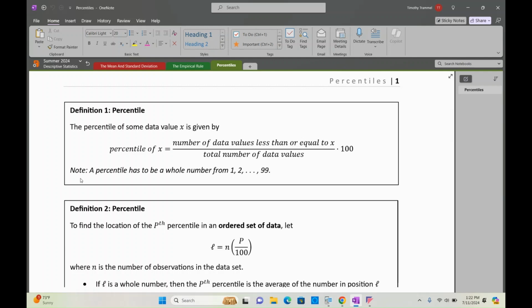So what the first one says is the percentile of X. You're going to find that by looking at the number of data values less than or equal to X, divide that by the total number of data values, and then multiply by 100. So in other words, if somebody scored 90th percentile on the SAT, then that means that they scored better or equal to 90% of the students who took the SAT.